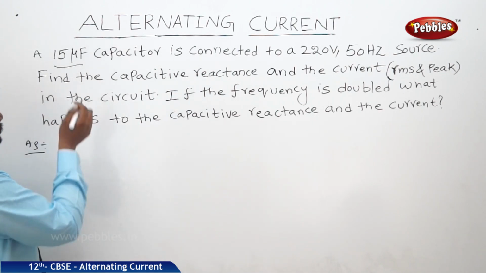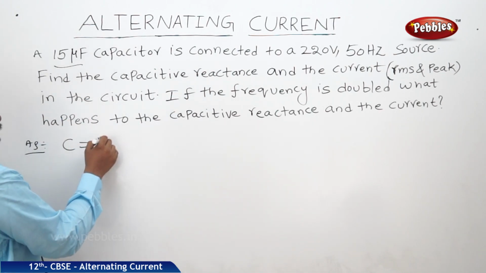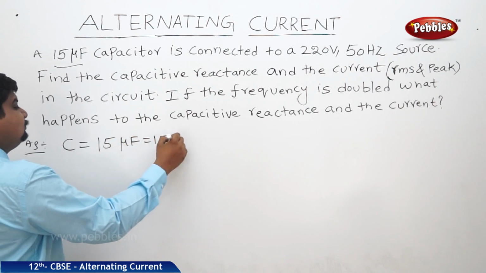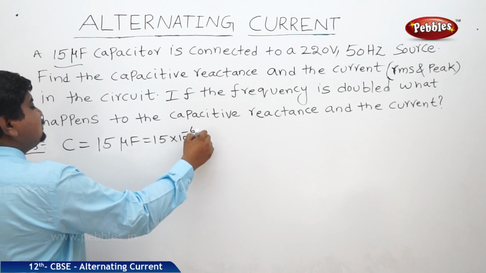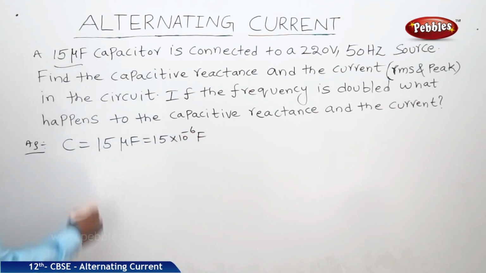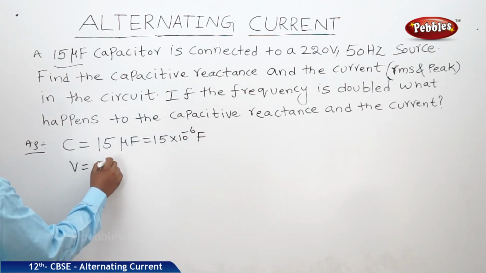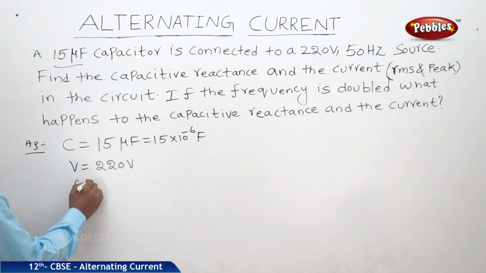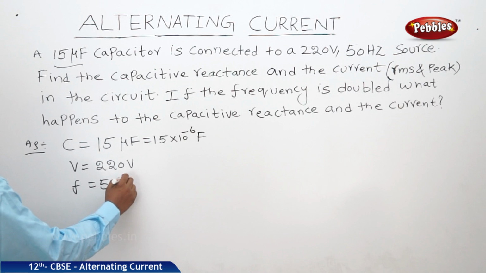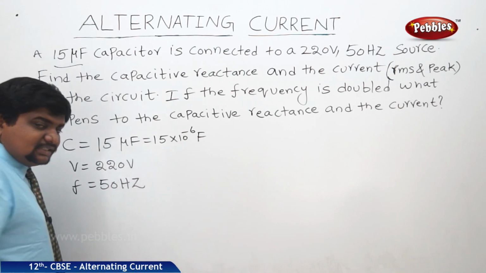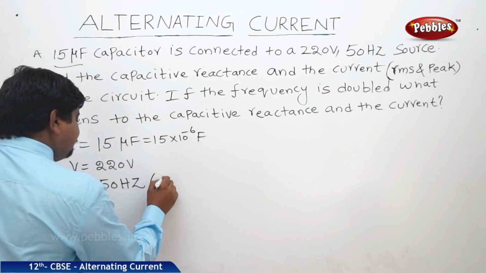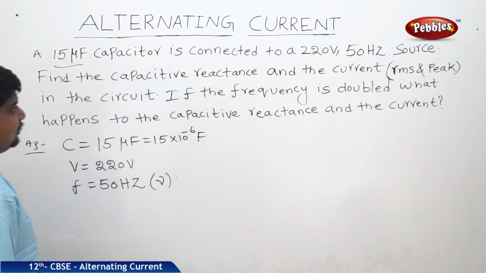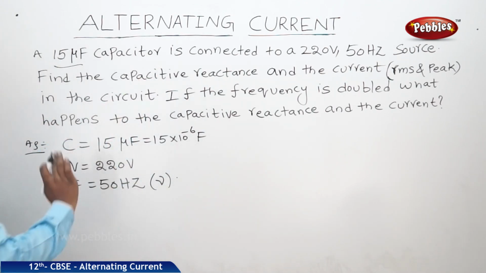What are the contents? We have capacitance 15 microfarad, that is 15 into 10 to the power of minus 6 farad. Voltage 220 volts, frequency 50 hertz. In some textbooks, frequency is denoted differently, but we can use the standard symbols. Next, these are the given values.